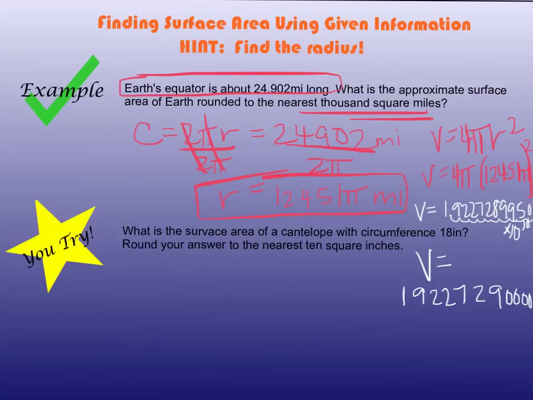Now, this is my thousandth spot, which means I need to round this 9 up because of the 5 next to it. But this is also a 9. So I just need to round this whole thing, this to a 9, 0, 0, 0, 0. So that's where I get my answer from. My volume right there, and I have miles cubed.